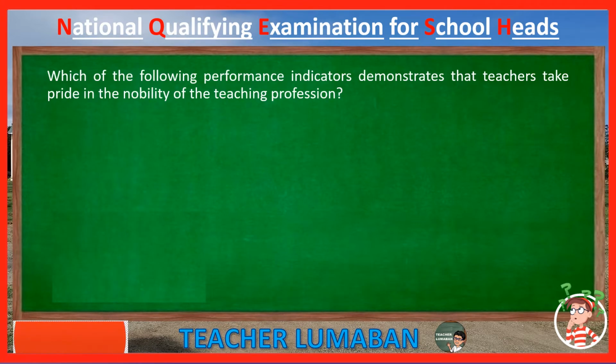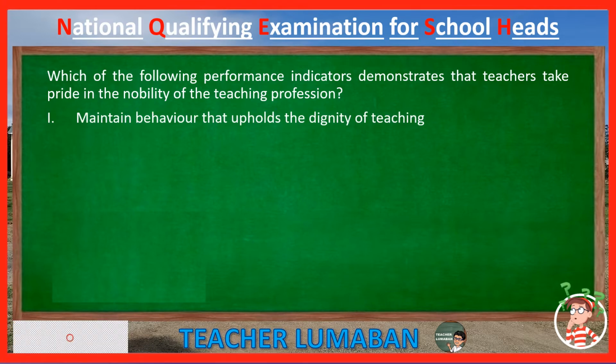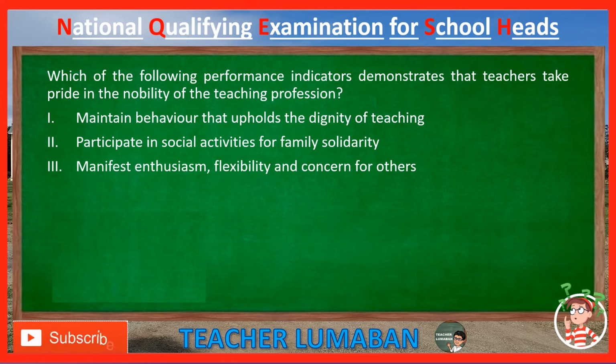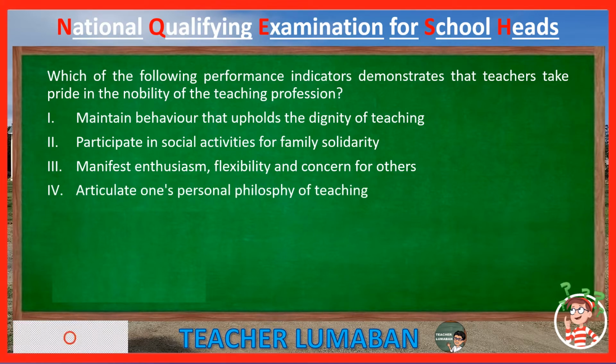Which of the following performance indicators demonstrates that teachers take pride in the nobility of the teaching profession? Roman numeral 1. Maintain behavior that upholds the dignity of teaching. Roman numeral 2. Participate in social activities for family solidarity. Roman numeral 3. Manifest enthusiasm, flexibility, and concern for others. Roman numeral 4. Articulate one's personal philosophy of teaching.